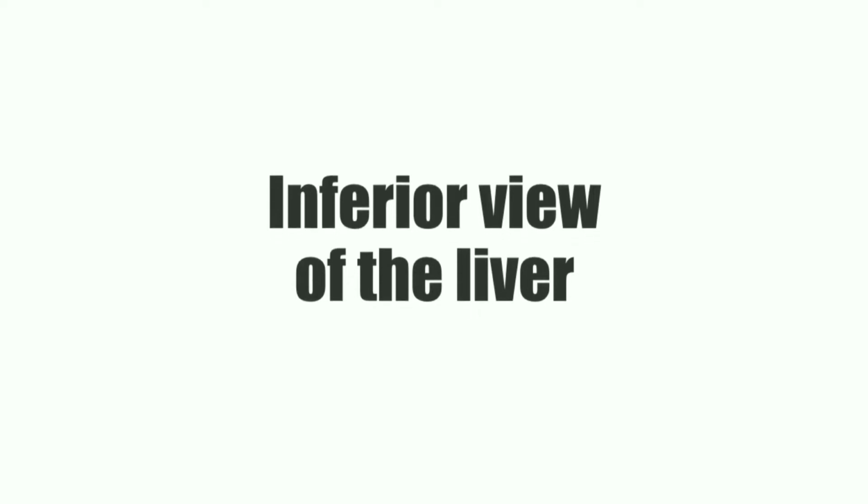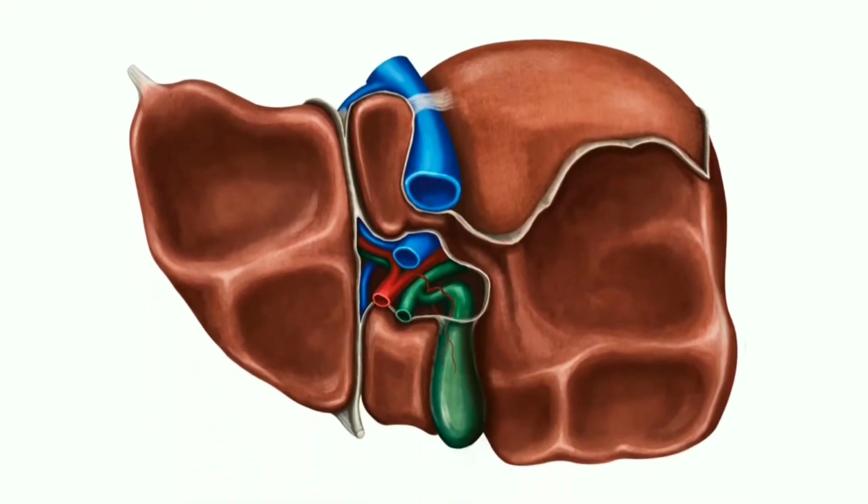In this tutorial, we will be looking at a posterior and inferior view of the liver, paying particular attention to the visceral surface of the liver and the structures seen from this aspect. So we're going to explore the image seen here, where we can see the posterior view of the liver, or the view of the liver seen from the back of the body. We can also see the inferior aspect of the liver here.